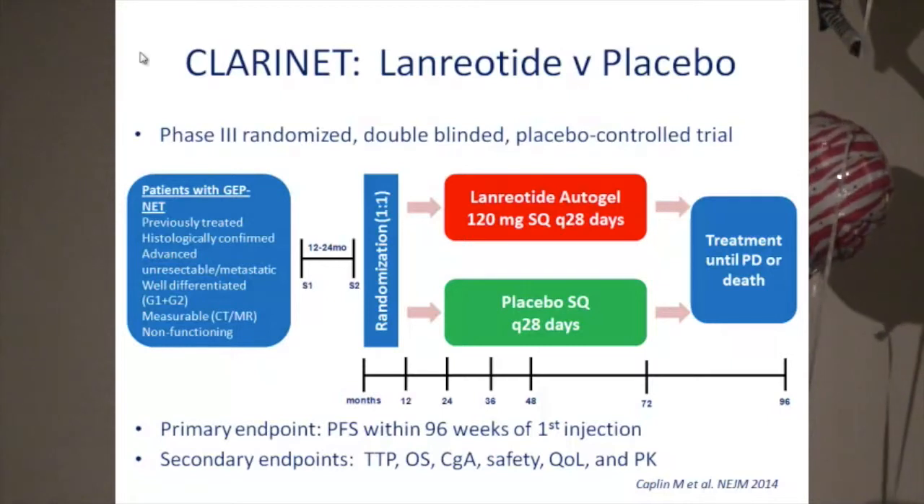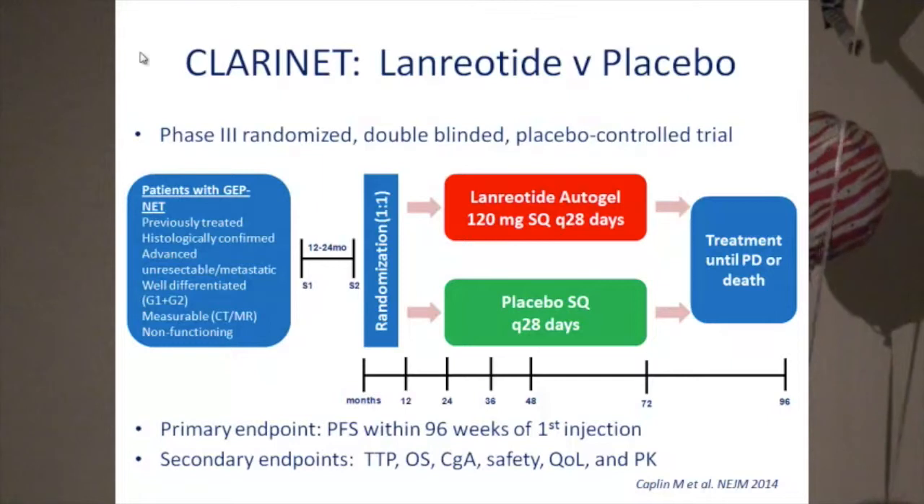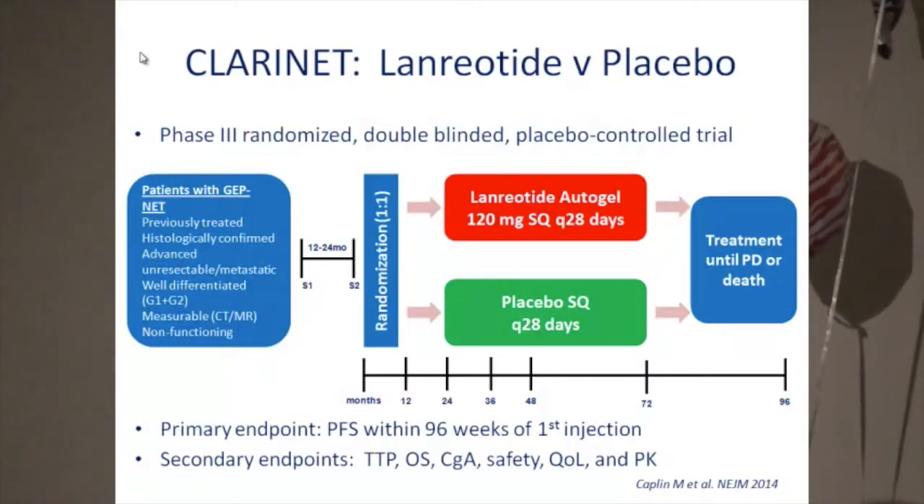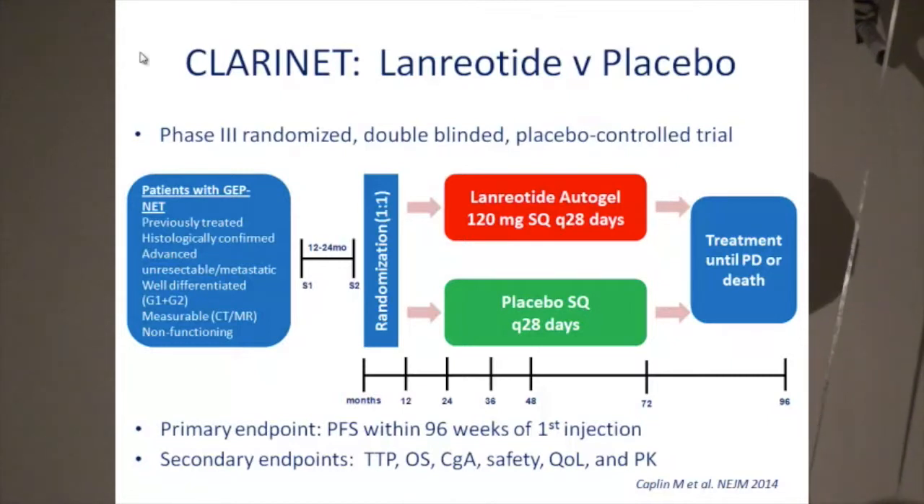In any case, it's amazing. The study was finished, and the primary endpoint here is progression-free survival at 96 weeks, and the secondary endpoints are listed there: time to tumor progression, overall survival, response, safety, quality of life, and PK.